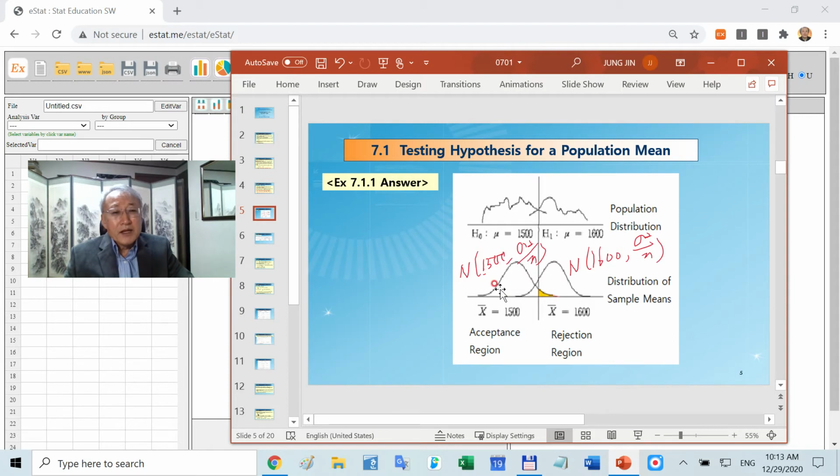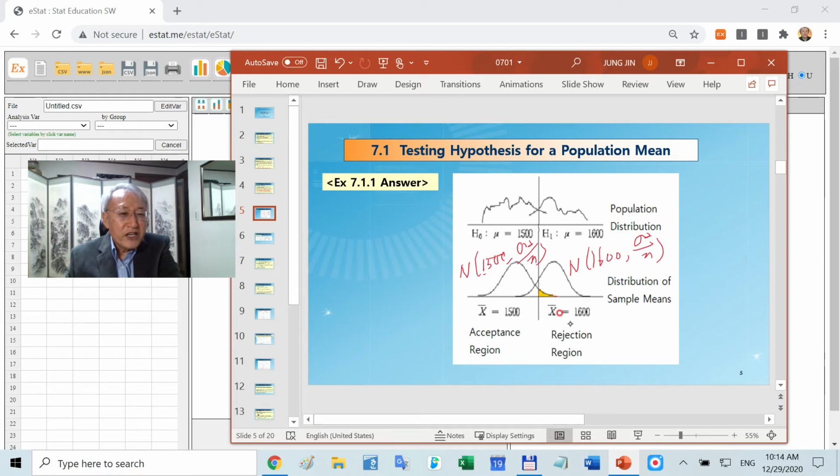Well, based on this kind of sampling distribution, how do you set up critical value? That is the point. Can you guess the shaded area, what it looks like? Around this area, sample mean comes from the null hypothesis. At the same time, it may come from the alternative hypothesis. This area is overlapped portion. The sample mean comes from H0 or H1?